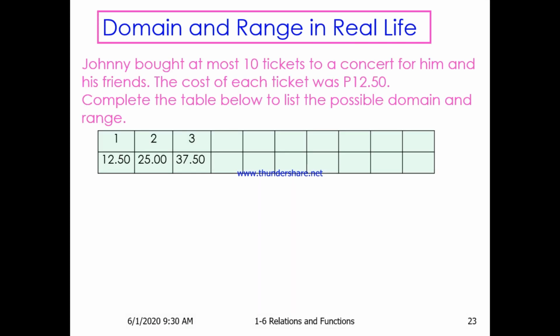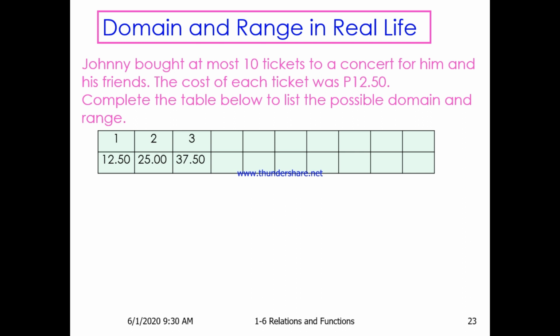Okay, another example. Johnny bought 10 tickets to a concert for him and his friends. The cost of each ticket was 12.50 pesos. Complete the table below to list the possible domain and range. So in this case, what is the independent variable? Of course, it is the number of tickets bought. And the dependent variable is the price of the tickets.